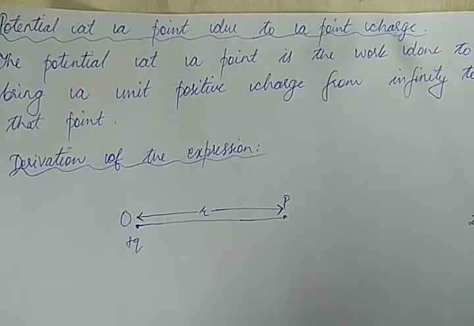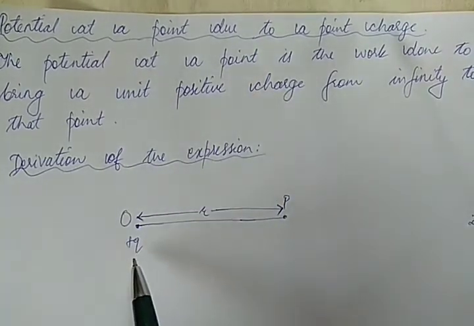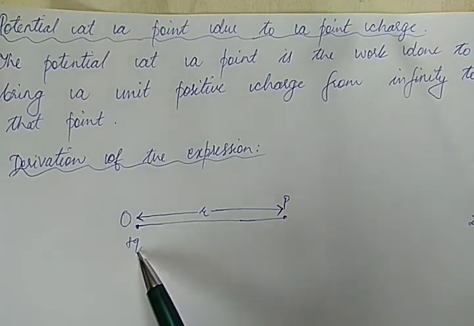Now, one thing I would like to mention over here: a unit positive charge or any other positive charge will always be repelled by this plus Q charge. So this point P is already under the influence of the plus Q charge, which is already given. So if you want to bring a unit positive charge, or any other positive charge, from any point towards this point P, you have to overcome a force of repulsion due to this plus Q charge, because we already know like charges repel.